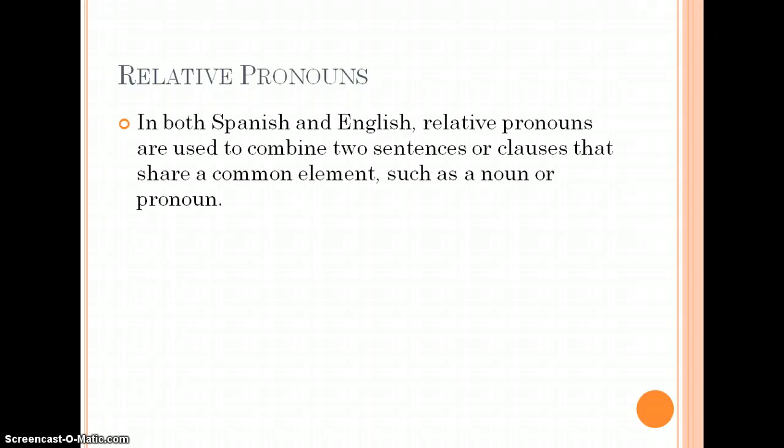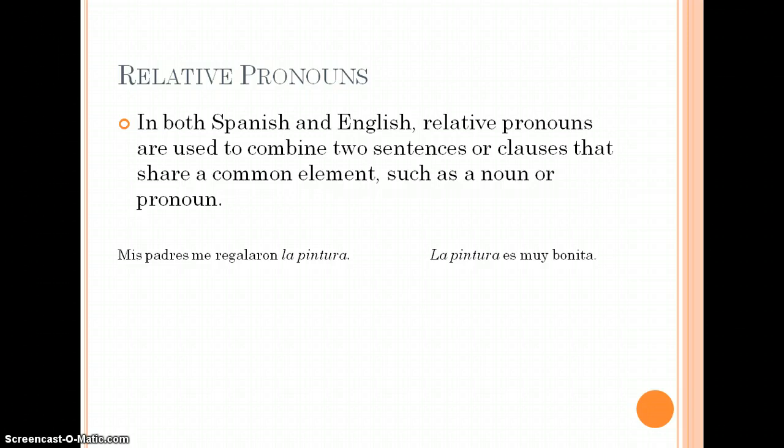In both Spanish and English, relative pronouns are used to combine two sentences or clauses that share a common element that could be a noun or it could be a pronoun. Here we have an example of two separate sentences. Mis padres me regalaron la pintura. La pintura es muy bonita. I can combine those two because I'm sharing the common element of la pintura. Now, la pintura que me regalaron mis padres es muy bonita.